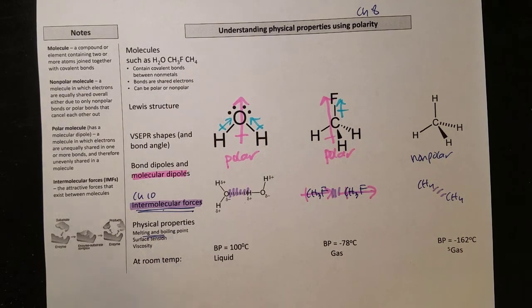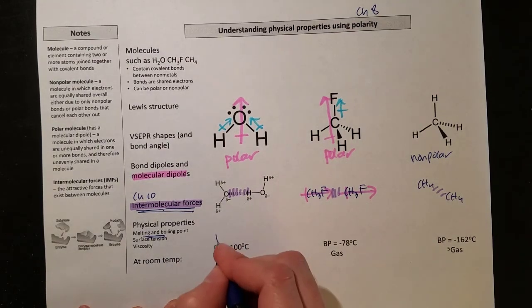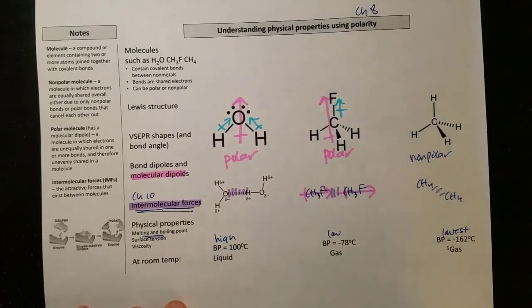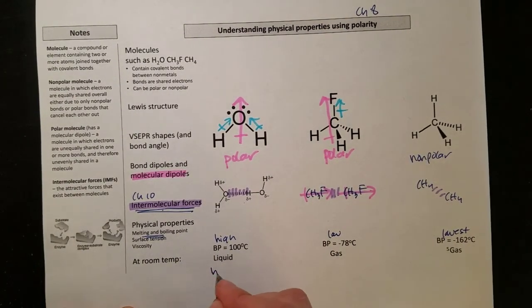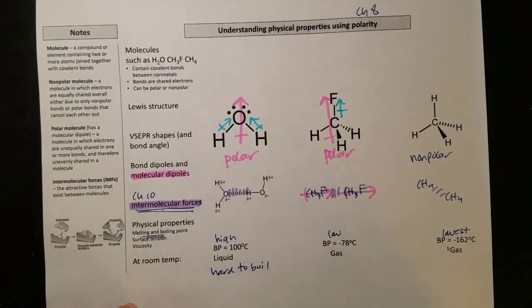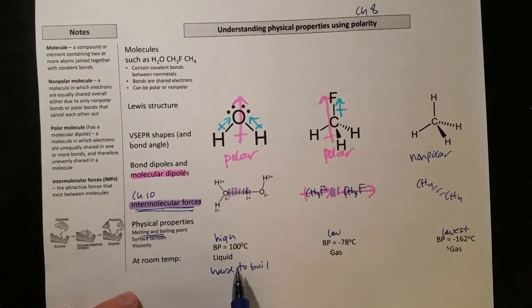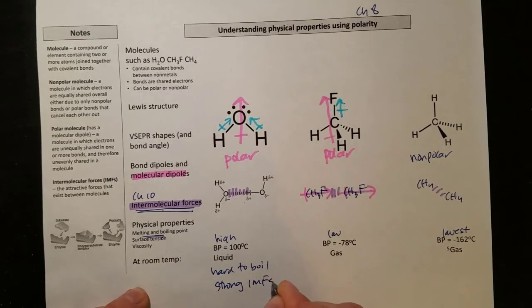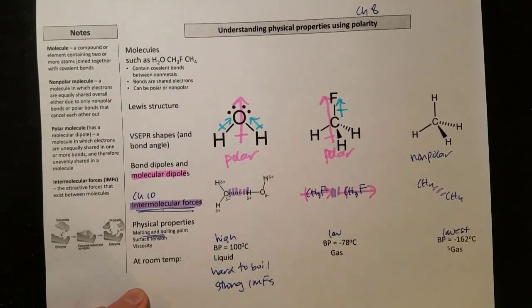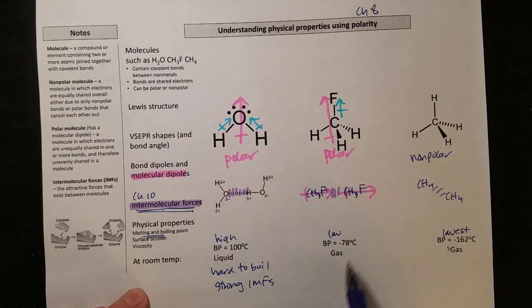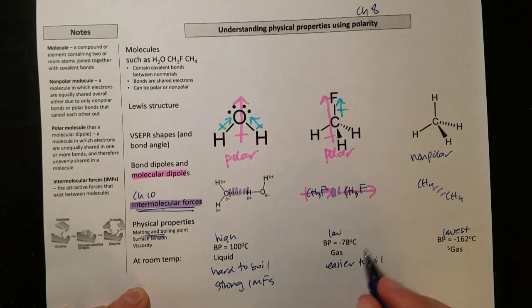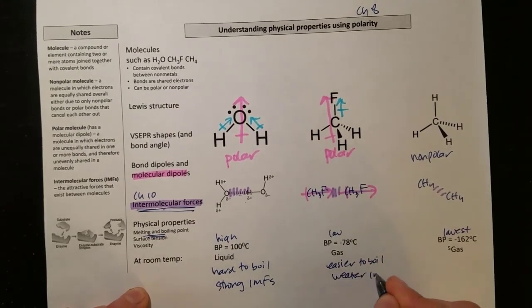So these intermolecular forces then impact my boiling points. If I look here, I have a relatively high boiling point, and then a lower boiling point, and then the lowest boiling point. That means that this is relatively hard to boil. That's why it's a liquid still at room temperature. If it's hard to boil, that tells me that I have relatively strong intermolecular forces. These are hard to pull apart, hard to boil. Next one, this is easier to boil. Obviously, this is actually gas at room temperature. And so I have weaker intermolecular forces.